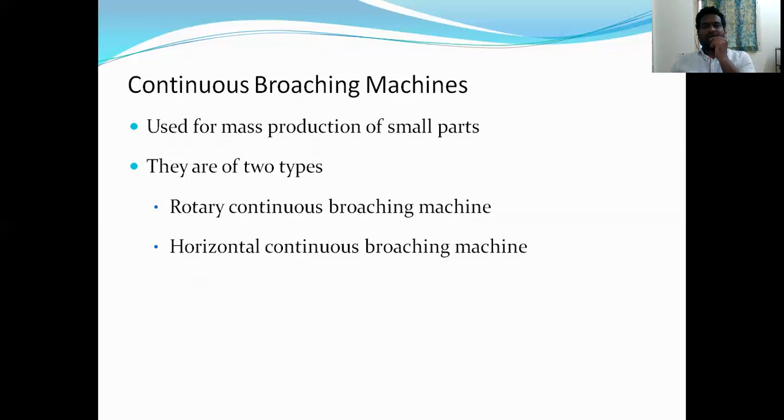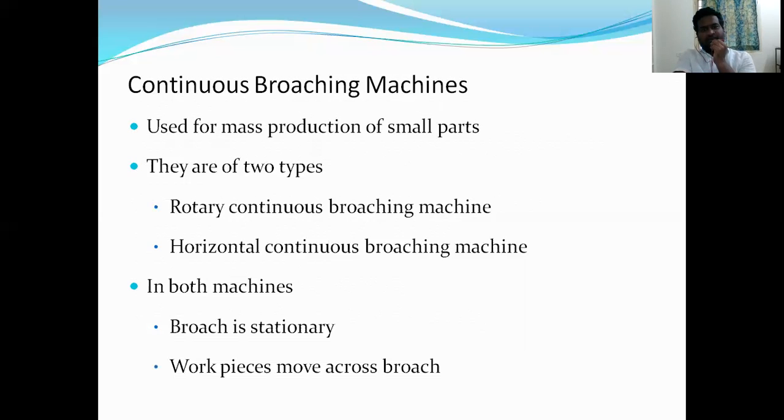And coming to the horizontal continuous broaching machine, there is a horizontal movement. Pieces are moved one by one. The cutting tool is stationary at one place, so machining takes place while the workpieces pass through the cutting tool. So these are the two types. In both machines, the broach is stationary and the workpieces move across the broach.